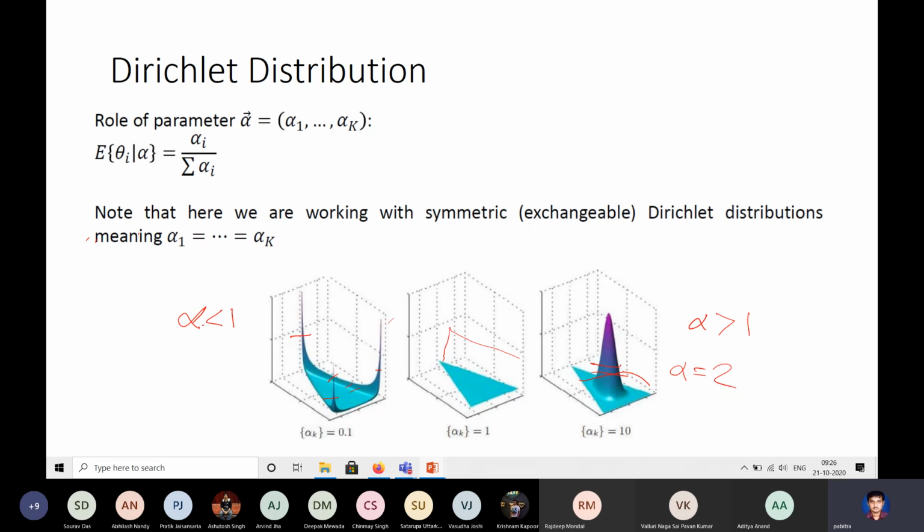And what about symmetricity? You see that in this case, or in this case also, it is symmetric across three corners. It's isotropic across three corners, because we have taken alpha 1 equal to alpha 2 equal to alpha 3. If they are not equal, then maybe one of the peaks would be bigger than the other two peaks. Similarly here, this would be not symmetric.